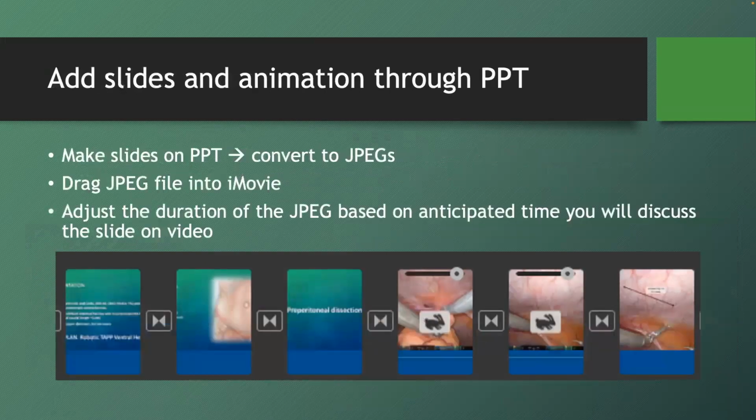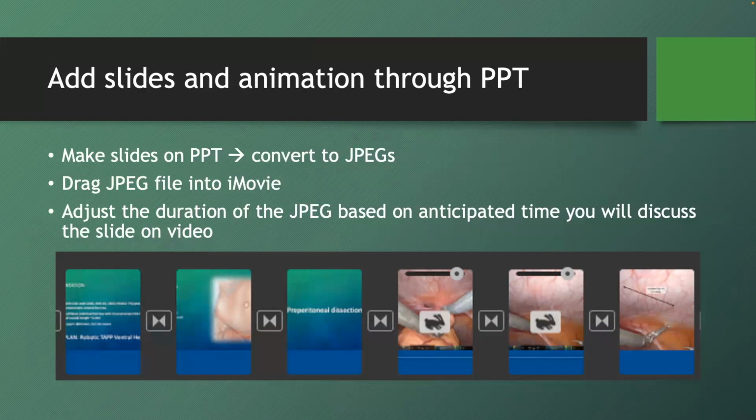And then we add slides. A lot of people, I find, are confused on how to do animations using iMovie. I don't necessarily know if there's a better way, but this is the way that I do it. I will just make a slideshow on PowerPoint. At the end of my slideshow, I will convert all of the files to a JPEG. Once I convert them to JPEGs, they're images that can be dragged into iMovie.